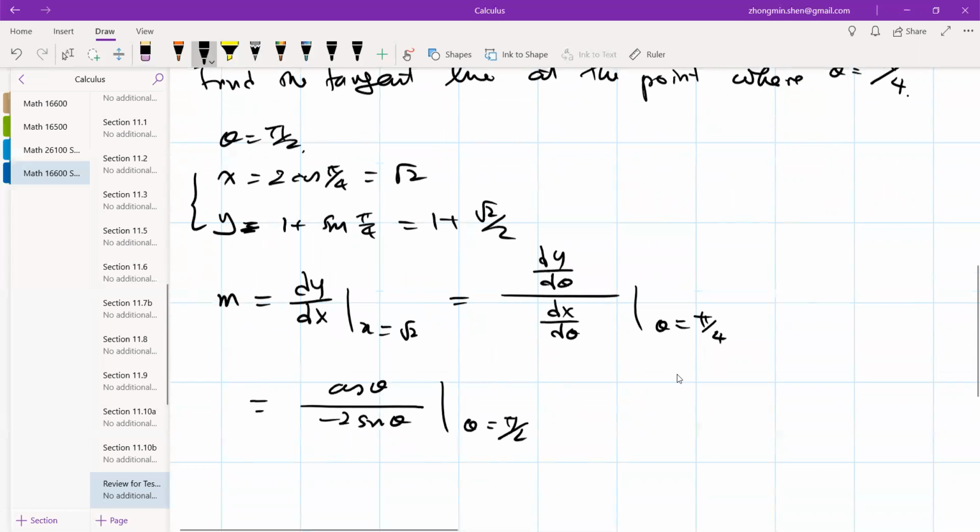Okay, so you will get square root 2 over 2 divided by negative 2 times square root 2 over 2. So actually that cancels out. You only get negative 1/2. All right.